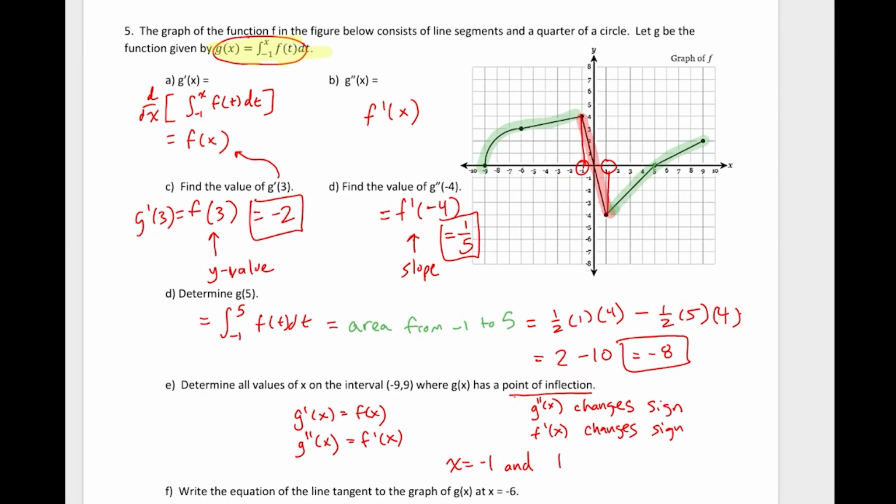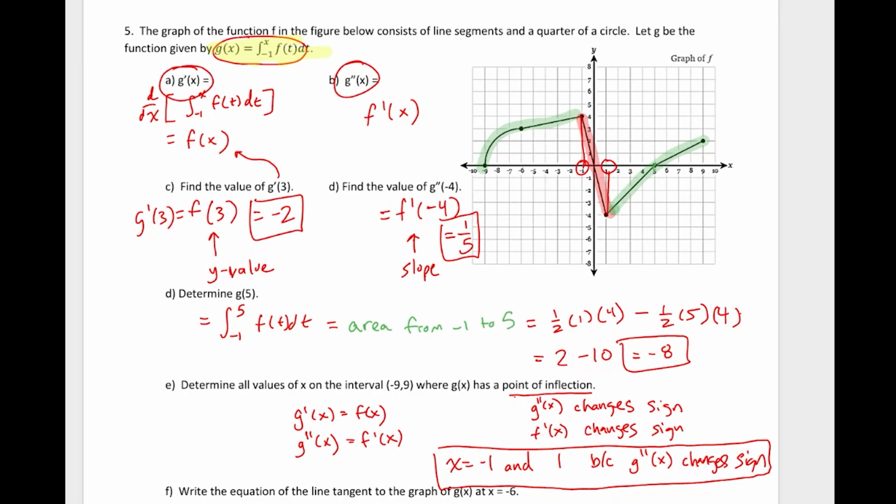And the justification for that is because g double prime changes sign. I think that's kind of a hard problem to put your head around. It's really easy to get kind of confused between the f of x and g of x. But once we find g prime and g double prime at the beginning, we have that relationship between g and f. So it makes it a little bit easier when you establish that up front.